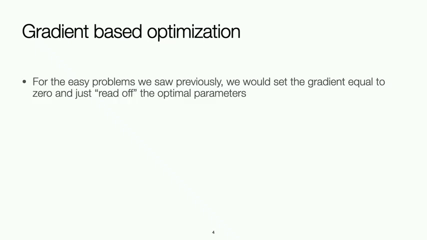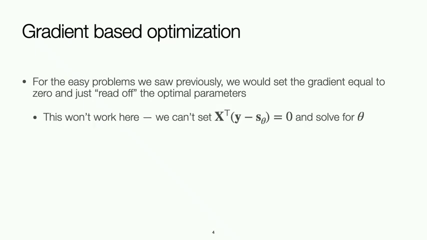And for the easy problems that we saw previously, we would just set the gradient equal to 0 and then read off the parameters that we wanted. That doesn't work here. We can't just set this gradient equal to 0 and solve for theta. If you manage to do so, again, let me know. But I don't think anyone's going to be able to actually do that.